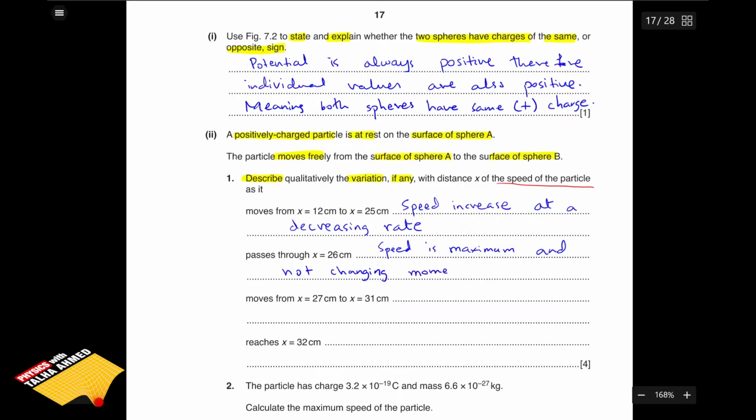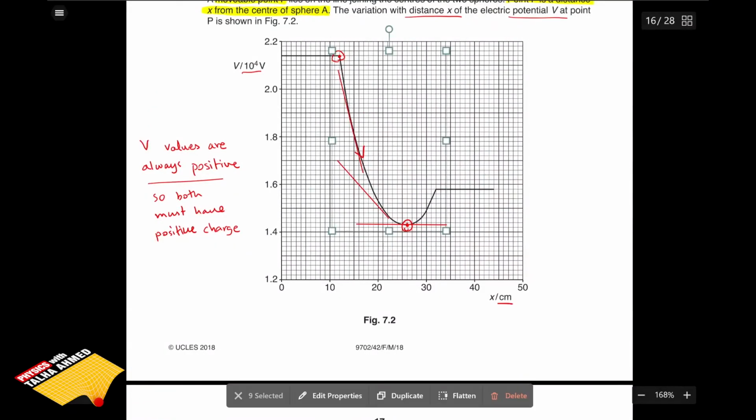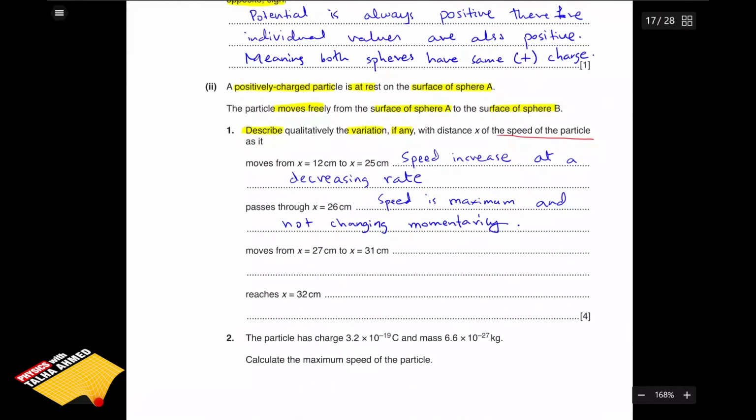Now, on to the next part, which says between 27 centimeters and 31 centimeters. So after 26 centimeters, after the lowest point, you can see that the graph is going up now. So potential is now increasing, which means potential energy is increasing. Now, how is that potential energy going to increase? Because there are no other forces acting here, and it's only a positive particle moving freely here, the only way that potential energy can increase is from the kinetic energy of the particle. So kinetic energy is going to decrease, which means that the speed is going to decrease.